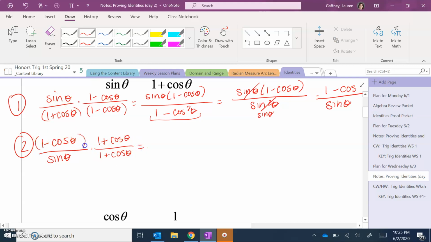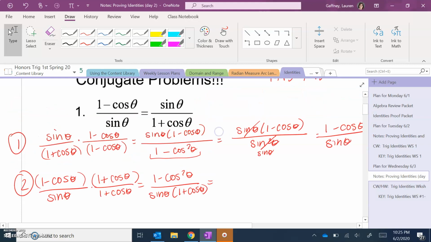Now, when I FOIL that top together, just like above, I get 1 minus cosine squared theta. The bottom I'm going to leave alone for right now. And you can see that top is sine squared theta. It's just kind of like above, but in reverse. And then those reduce, and you got to the right-hand side. So you could really do it either way. It's kind of a preference thing.